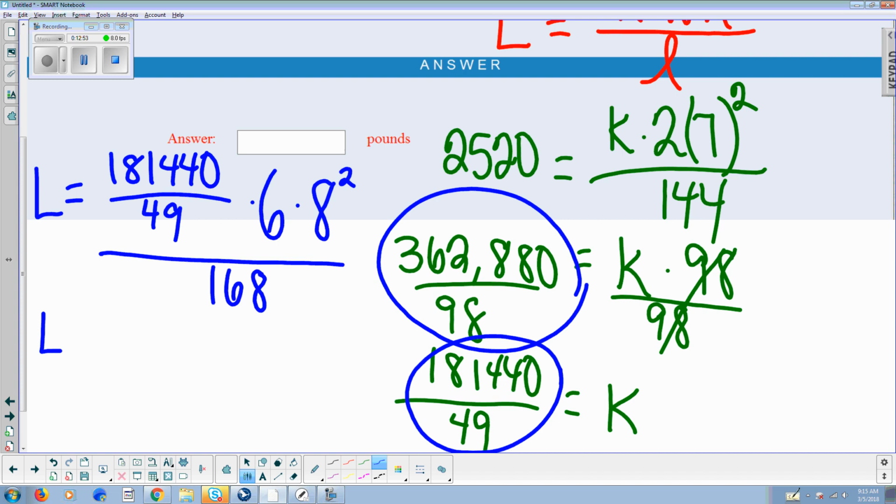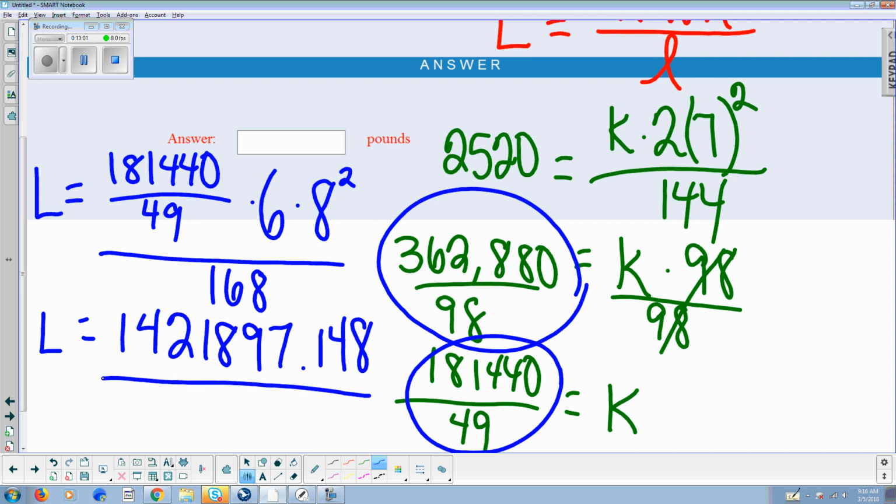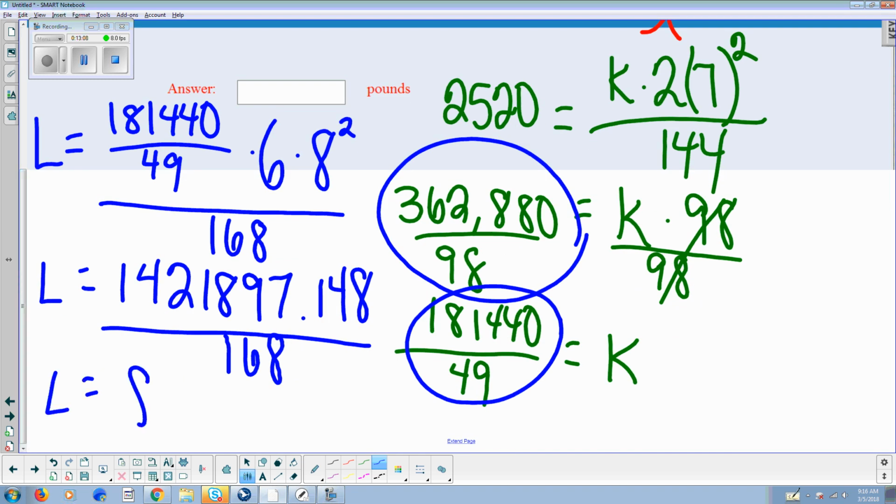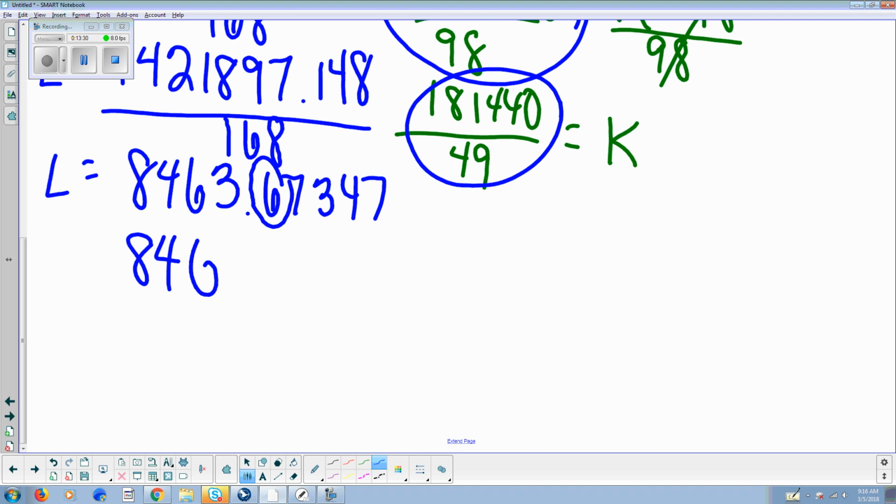Which is 142,1897.143, all divided by 168. And I got L equals 8463.67347. Here's why we don't round until we get to the last step. So it's round to the nearest integer. So this is a 0.6. That's a 0.6. So I'm going to write my final answer as 8464.